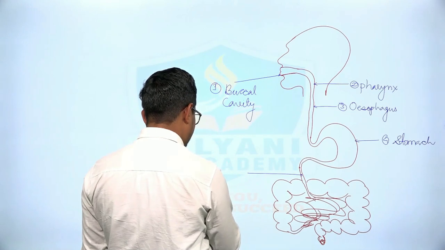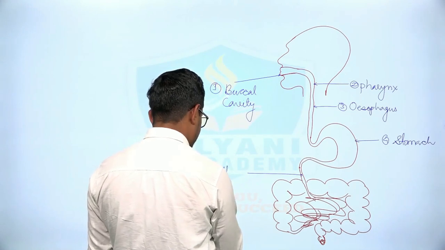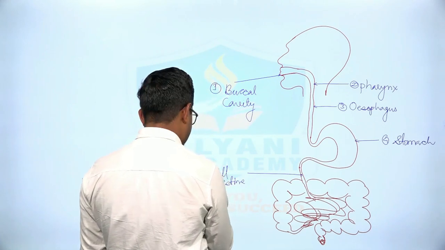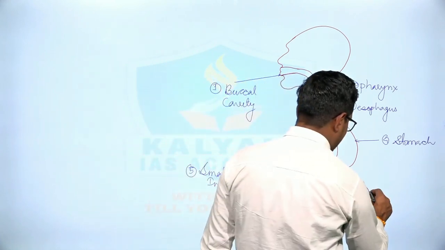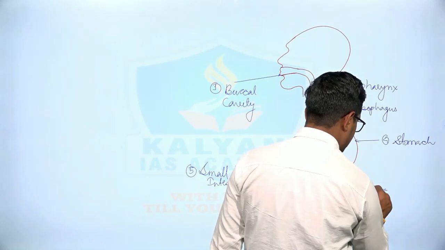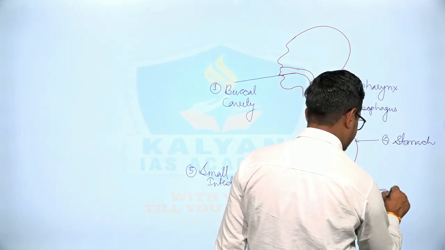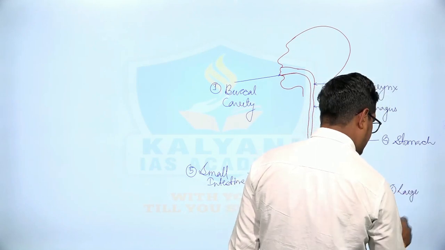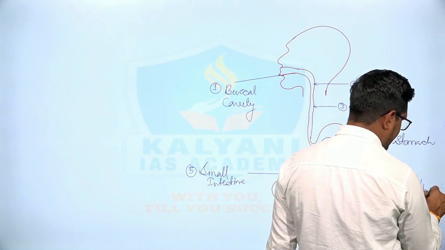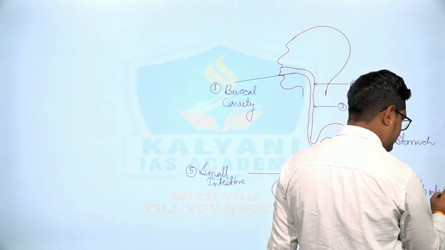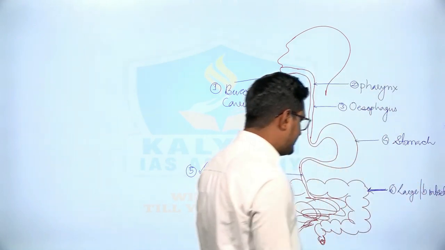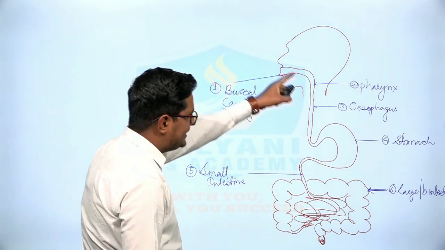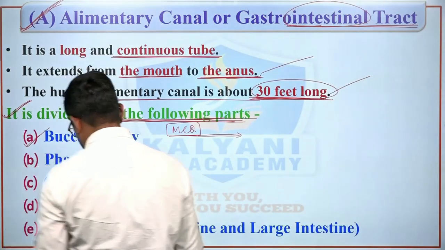Then this is the intestine, and this is the small intestine. And this is the large or big intestine, right? So these are the six parts of the alimentary canal, right?